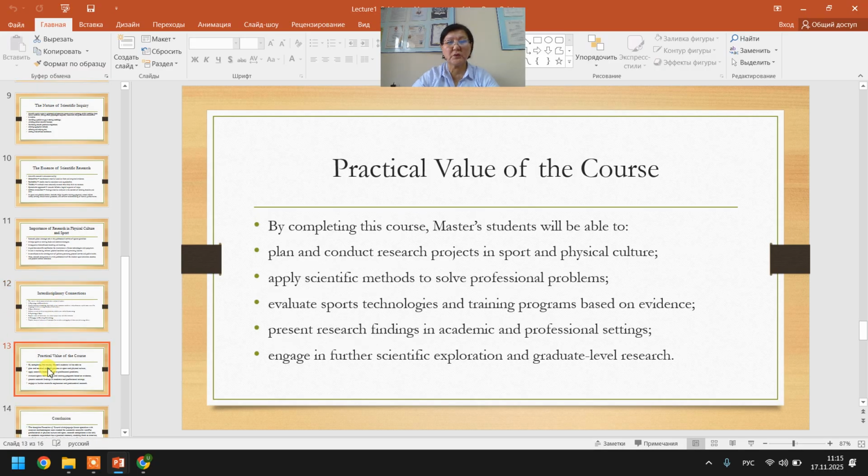Practical value of the course. By completing this course, master's students will be able to plan and conduct research projects in sport and physical culture, apply scientific methods to solve professional problems, evaluate sports technology and training programs based on evidence, present research findings in academic and professional settings, and engage in further scientific exploration and graduate-level research.